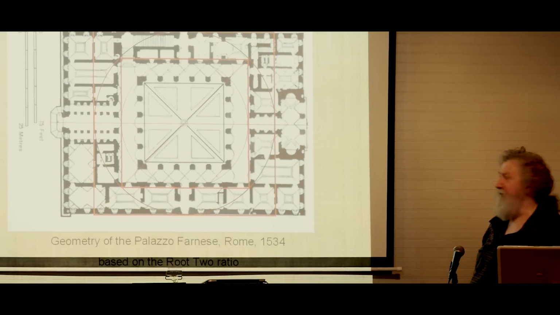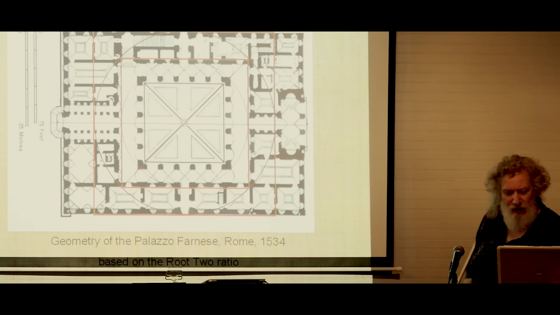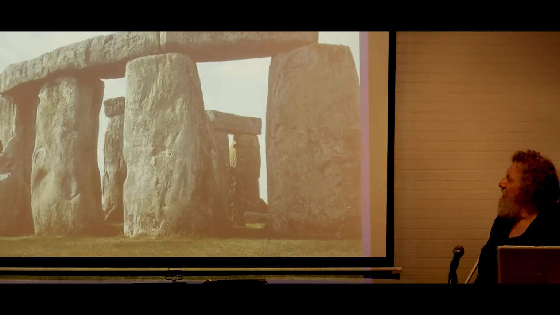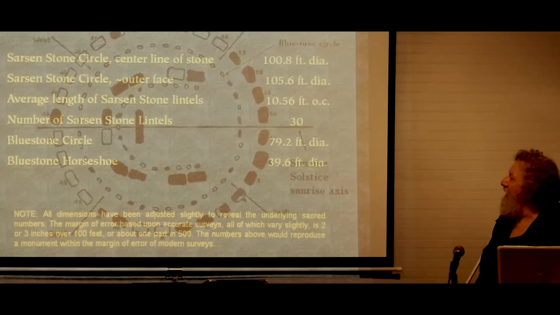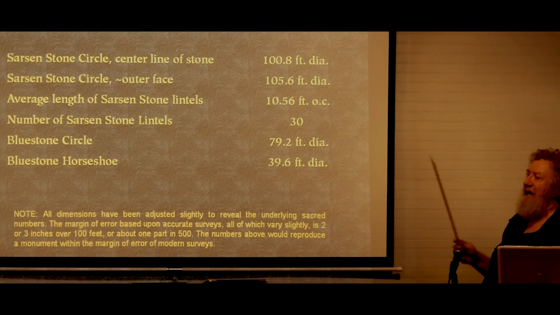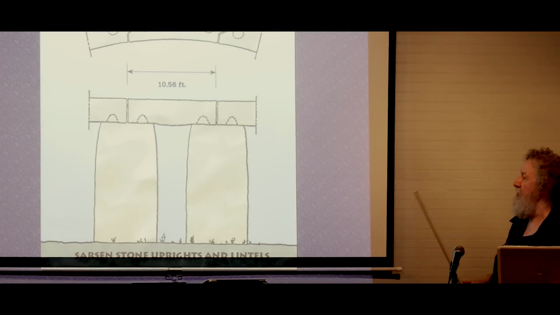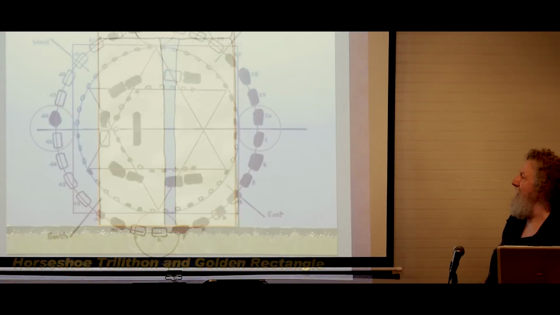Then we have the Palazzo Farnese in Rome. It's based upon the root 2 relationships. And I'm going to go through this quick. Stonehenge. Let's see here. Yeah, there's the ground plan of Stonehenge. Here's all the numbers. You know, it's almost like a whole class just to analyze these particular numbers. But I'll show you, it's like the sarsen stone trilithons fit perfectly into golden rectangles.